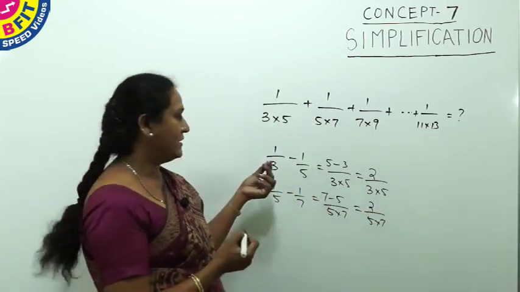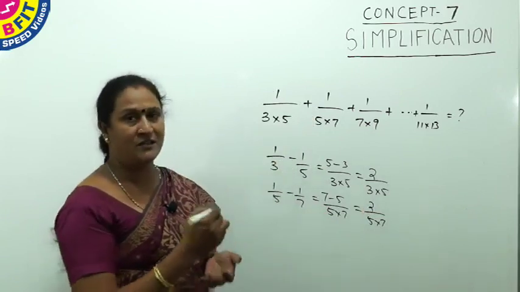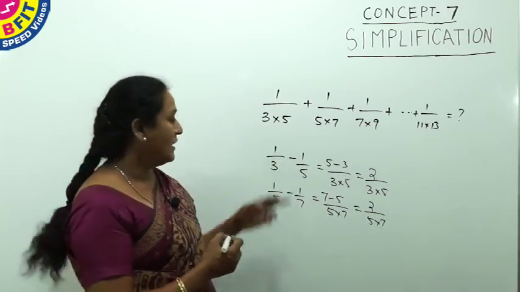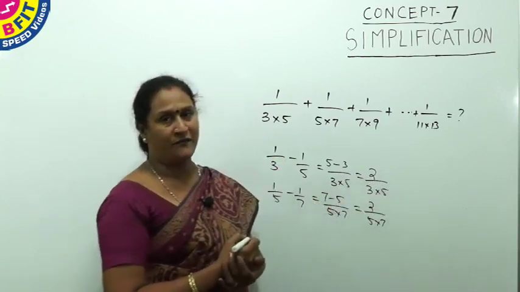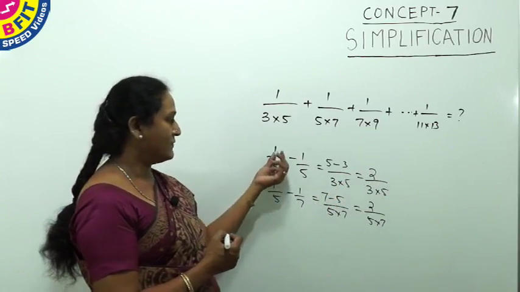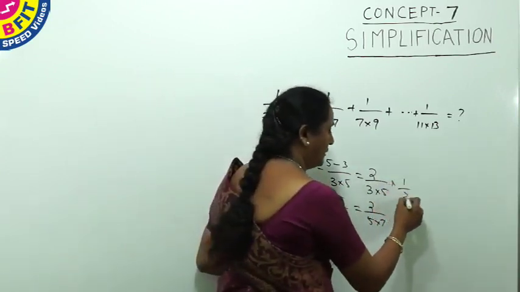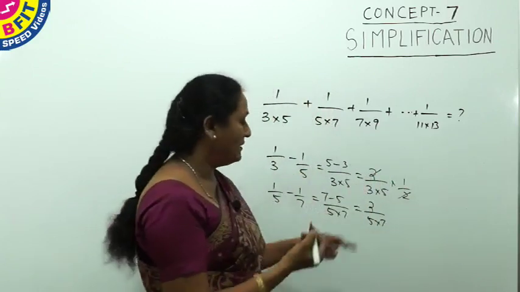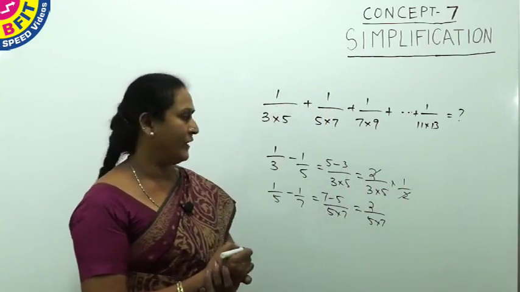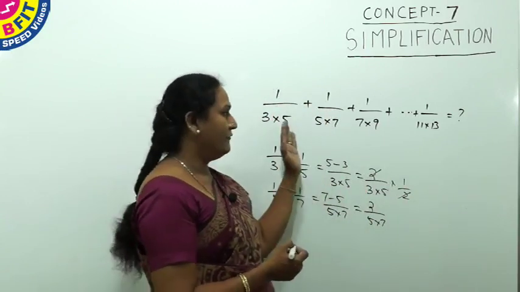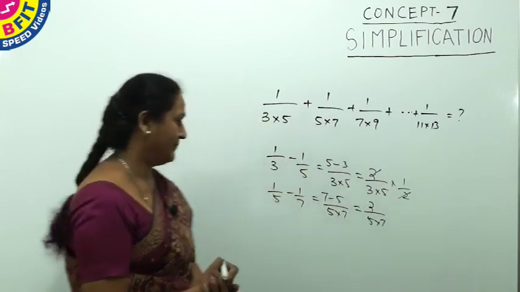So each fraction, if we rewrite it as the difference of these two fractional numbers, it is 1 by 3 minus 1 by 5, which gives 2 by 3 into 5. So rewriting this as 1 by 3 minus 1 by 5, and if we divide this by 2, the 2 gets cancelled, so we get the same 1 by 3 into 5. In the same pattern, we can write the fraction difference of all these numbers.